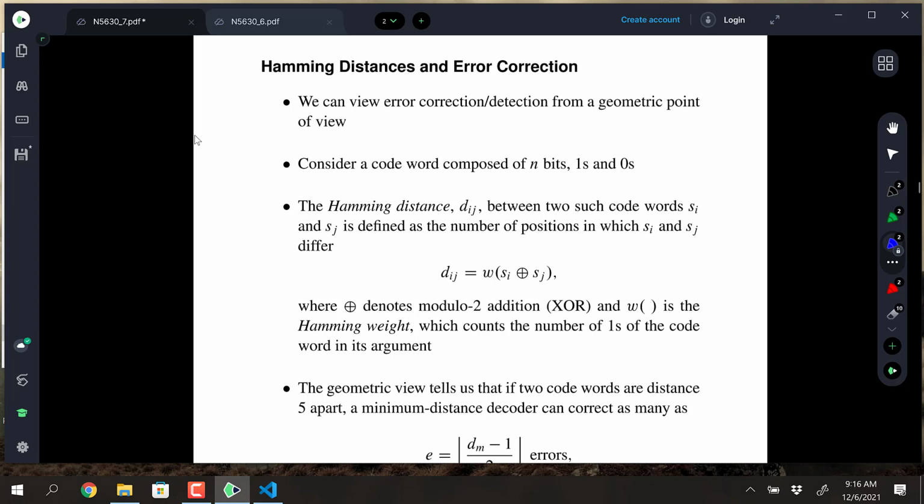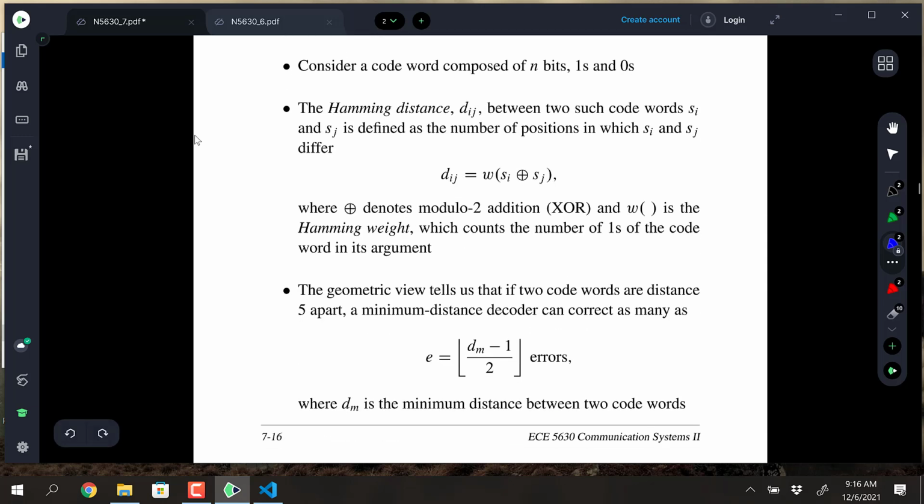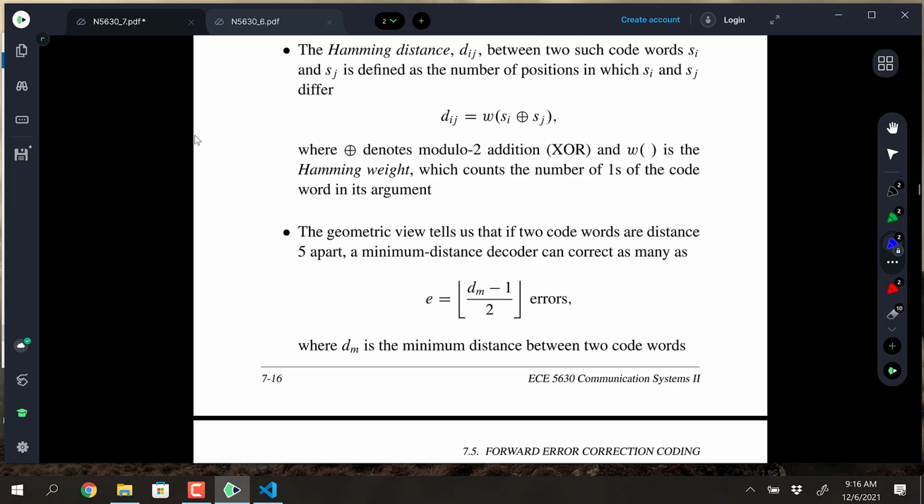Hamming distance refers to a geometric view of how code words are assembled and how you can discern whether or not there's an error and whether or not you were able to correct an error. The Hamming distance between two code words is the number of positions where bits differ. It's a weighting called the Hamming weight that counts the number of ones where the code words differ, because XOR returns a 0 if the bits are the same and a 1 if the two bits are different. That's the essence of exclusive ORing. And then the geometry says if two code words are distance 5 apart, then you're able to correct.